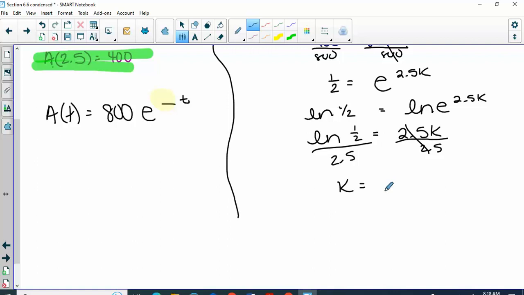So on my calculator, I'm going to do the natural log of 1/2 divided by 2.5. And when I do that, I get a constant of negative 0.2773. So that is the k value, and that doesn't change.